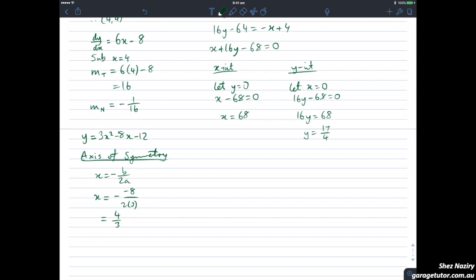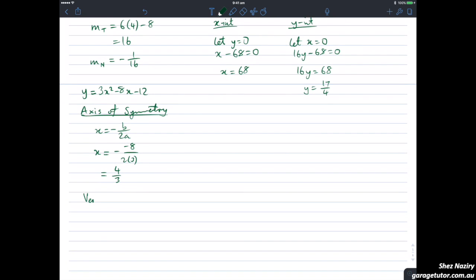With this, I can find the vertex. Very good. So for the vertex, I sub this x value into the parabola. So sub x equals 4 on 3 into y equals 3x squared minus 8x minus 12. Has anyone done that? What is it?